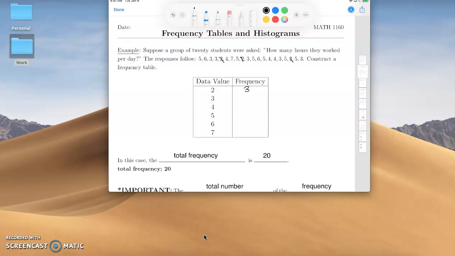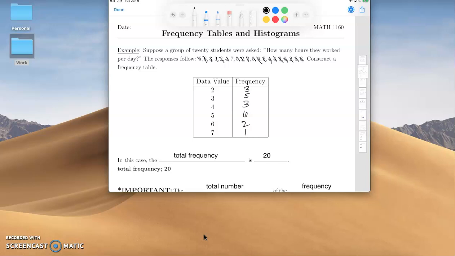Now we're going to look at all the 3s. We have 1, 2, 3, 4, 5. So we have 5 3s. Now the 4s, we have 1, 2, 3, 3 4s. Let's look at our 5s. We have 1, 2, 3, 4, 5, 6. For 6, we have 1, 2, and then for 7, we just have 1.